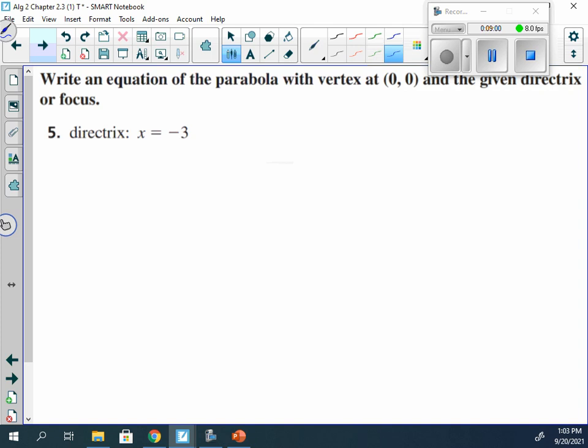Which one of the two equations would we use? X equals 1 over 4p times y squared. And we know that because in the general form for x equals 1 over 4p times y squared, it tells us the directrix is x equals negative p. So this is the form we're going to use because that's the directrix that connects with it. Now it's also telling us that negative p is equal to what? Negative 3.